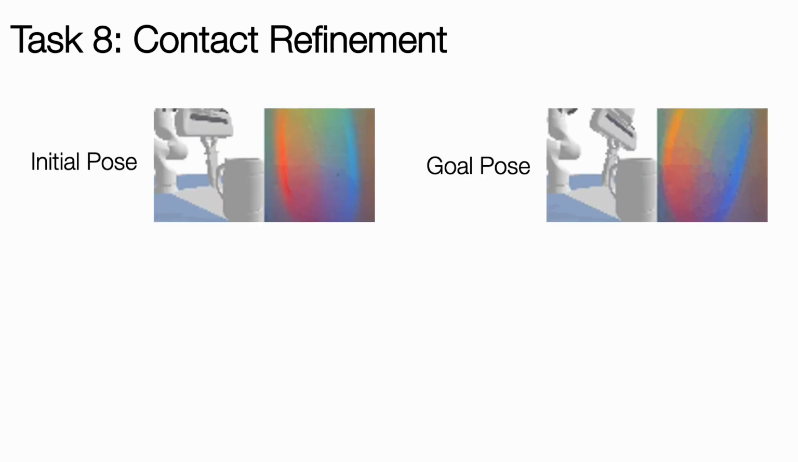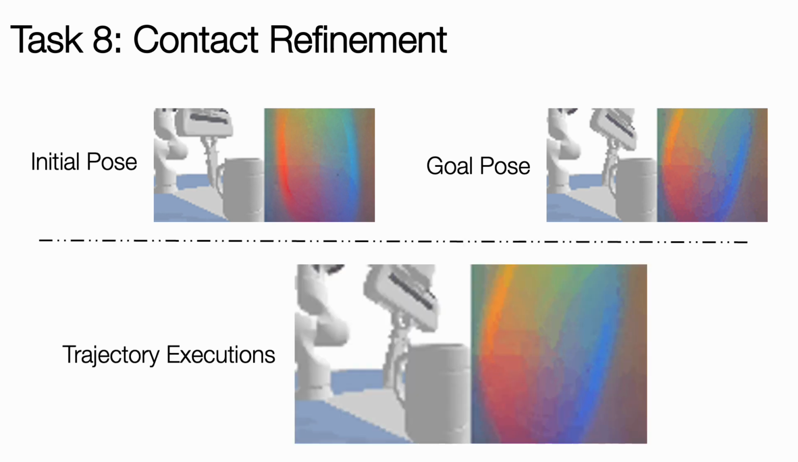The next manipulation task is contact refinement. Given an initial pose of the robotic finger and observations from the target finger orientation in the form of either a third view camera image, a tactile RGB image, or both, the goal of this task is to plan a sequence of actions to change the finger's orientation to contact the point with a different target orientation, as shown in this trajectory execution example.